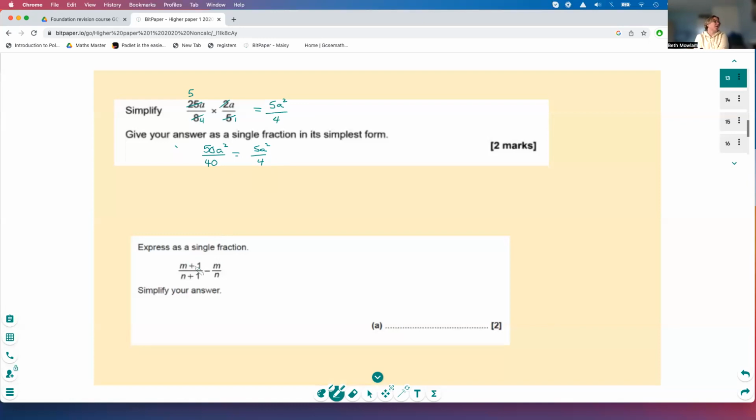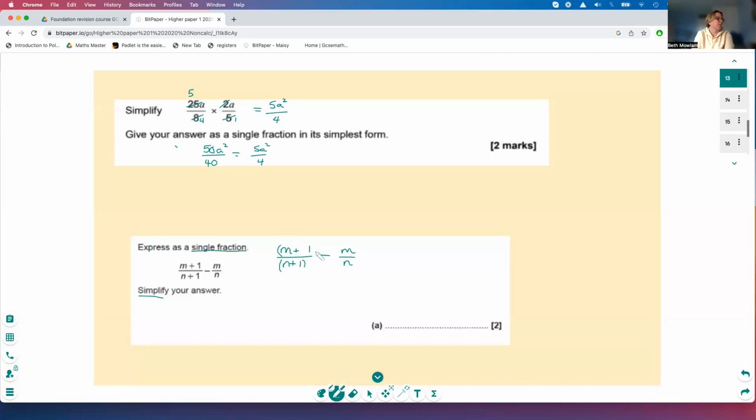Okay, express as a single fraction. Simplify your answer. So a single fraction means I want just one fraction. Simplify my answer obviously means I want to take out any common factors. So first thing I need to do is decide what is going to be my denominator. Now, I can only make a common denominator by multiplying or dividing, so I can't just add 1. In this case, because they're two completely different things, I'm going to multiply them.